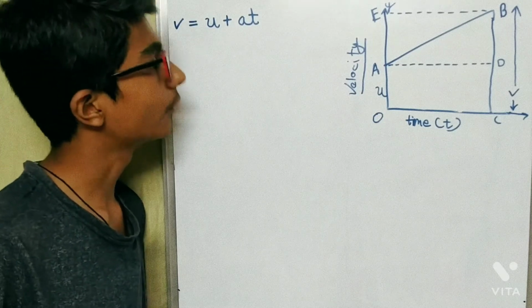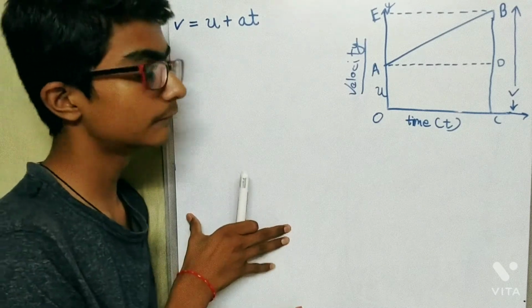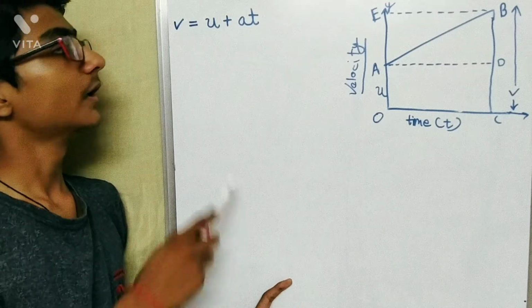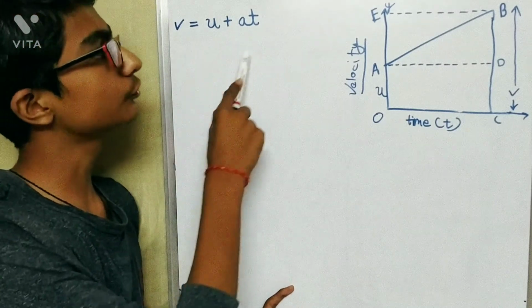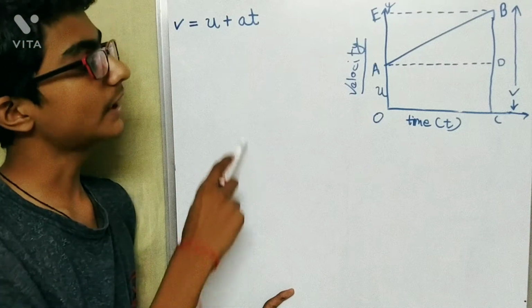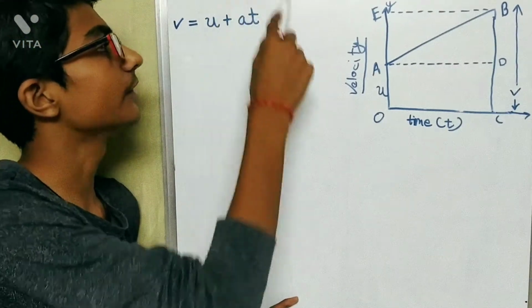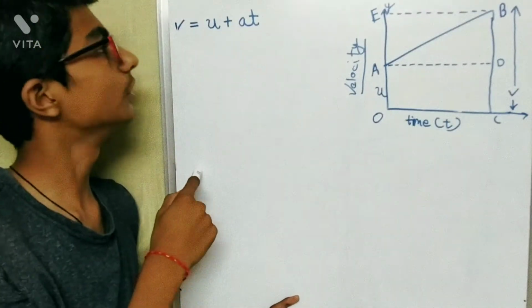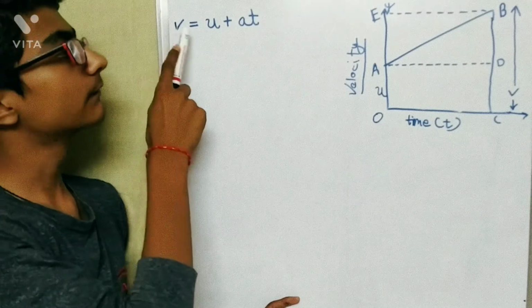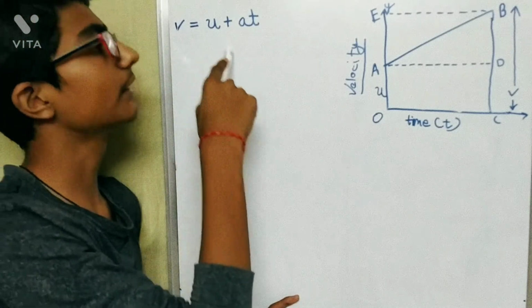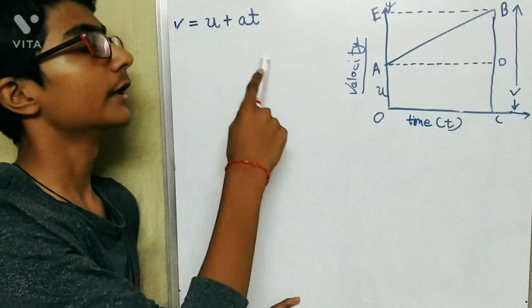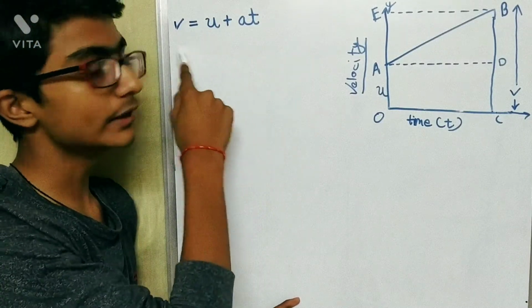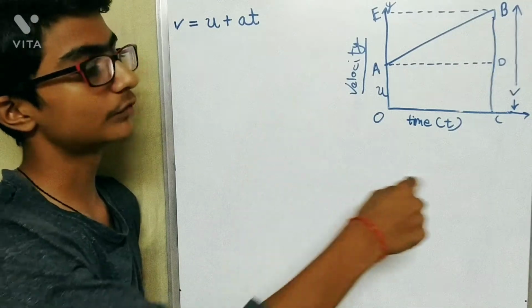So now moving forward, today we are doing the first derivation. There are a total of 3 equations of motion, and the first one is v equals u plus at. We have to derive how this equation came. That is called a derivation. So final velocity is equal to initial velocity plus acceleration into time. But how it came, that we have to derive from this graph.